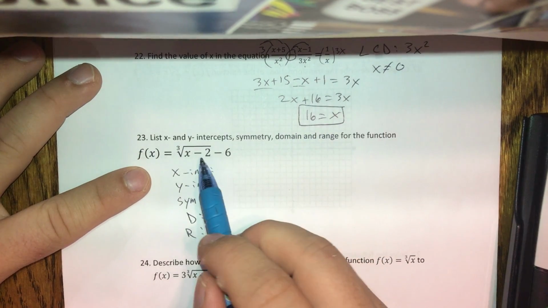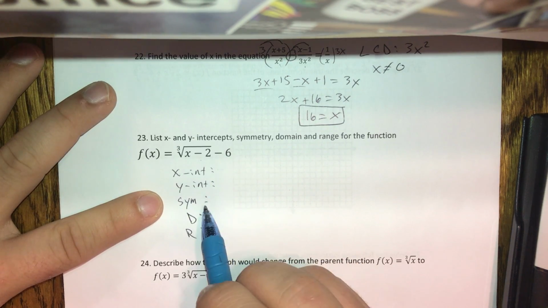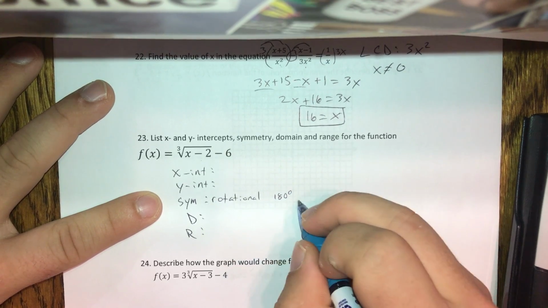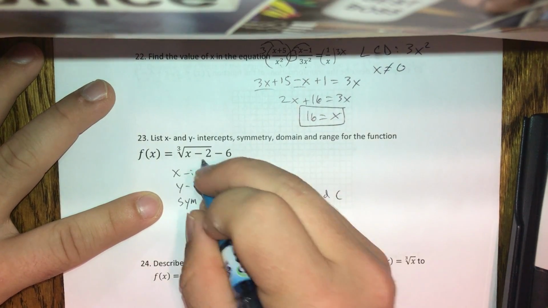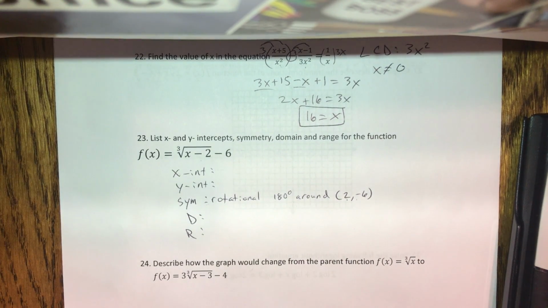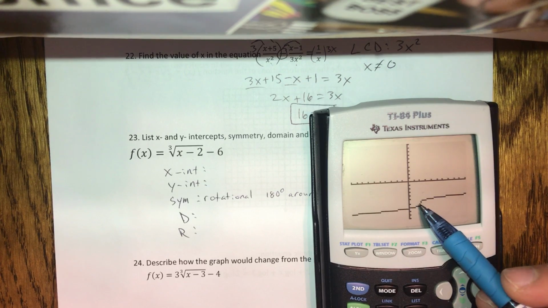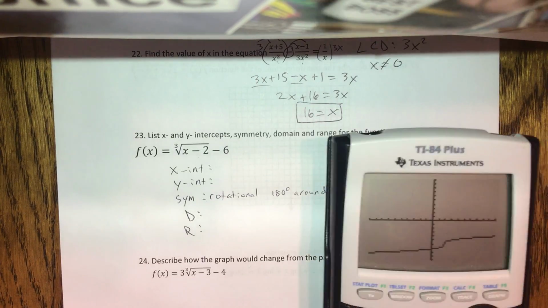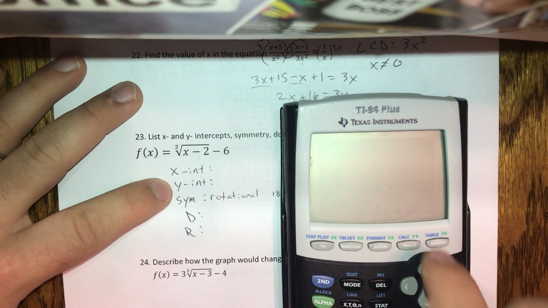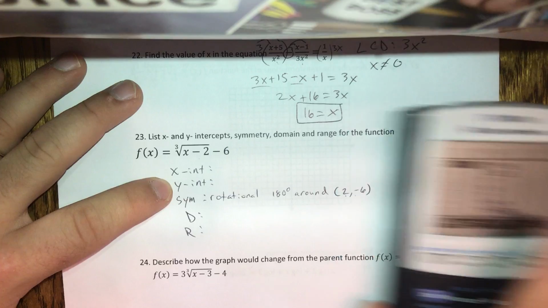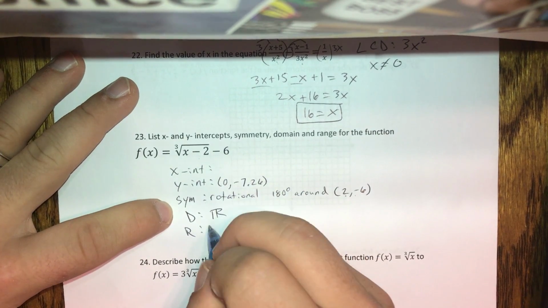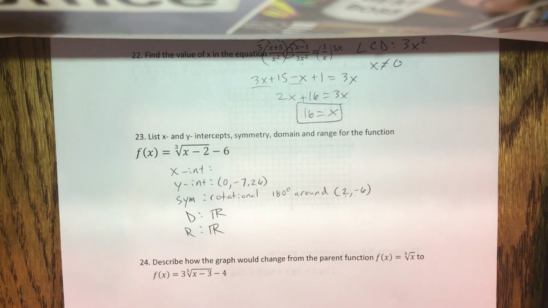The transformations, it goes right 2 and down 6. And so that's going to be my symmetry. It's going to be rotational 180 degrees around 2, negative 6, because that's that point of inflection. That's that turning point of this graph at 2, negative 6 right there. The x-intercept on the graph I can't really see. The y-intercept we can see though, and if you go into the table, you can see that it's about negative 7.26. Domain is all real numbers, and the range is all real numbers. It goes continuously all directions.